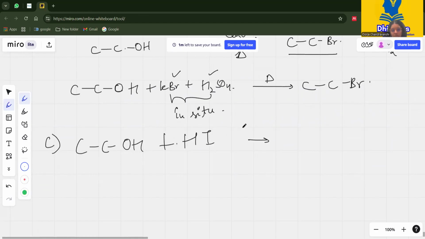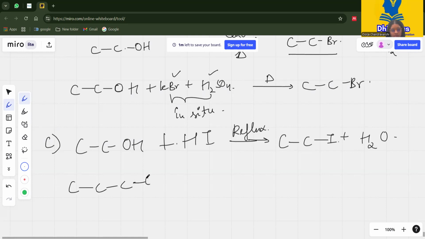With HI, I will do something called a reflux on it. And what is reflux? Reflux is nothing but if you're just taking a beaker and covering it and heating it, there would be a sort of condensation that will take place continuously. Such a process is called reflux. And I get H2O here and one more product. This is again an indirect procedure for preparing iodoalkane. So here I'll get this.